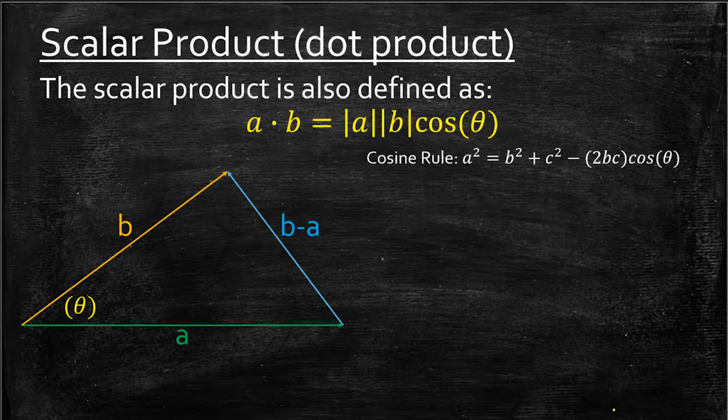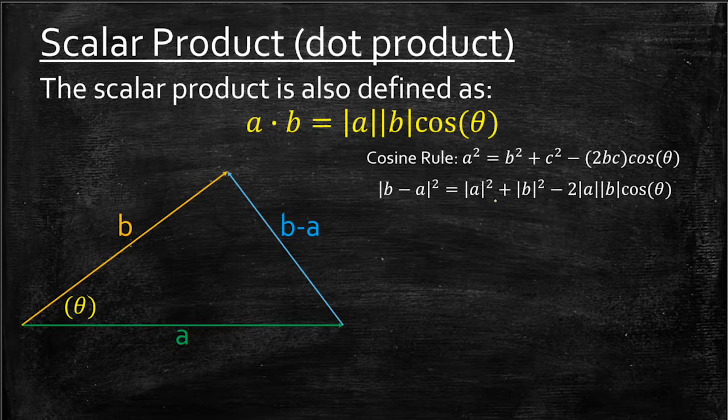So let's just put that a, b, and b take a into our cosine rule. What we end up with is the modulus of b take a squared equals the modulus of a squared plus the modulus of b squared minus 2 modulus of a modulus of b cos of theta. Now we're using the modulus there because the cosine rule is to do with lengths, not to do with vectors. So we're talking about the length of the vector b take a, the length of vector b, and the length of a, and that's why we use the modulus brackets.